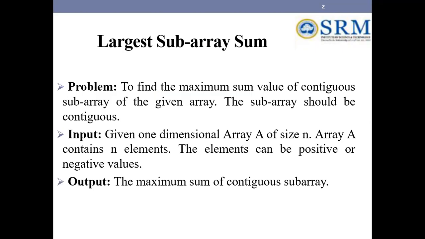If you take any subarray from the given array and find the sum of elements, that should be maximum. That is called the largest subarray sum. The largest sum of subarray is the output of this algorithm. So the output is the maximum sum of a contiguous subarray. The array elements should be continuous. The sum of elements in the subarray should be the largest. That is called the largest subarray sum problem.